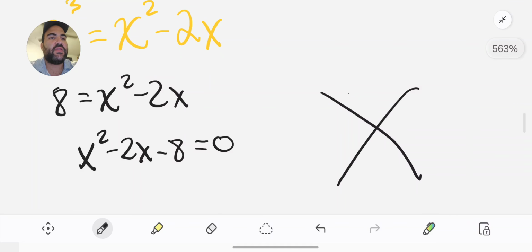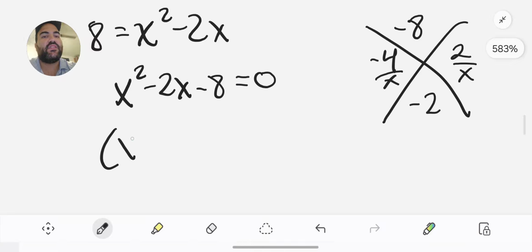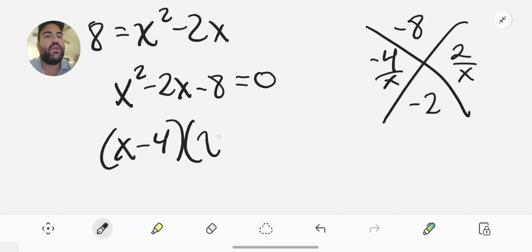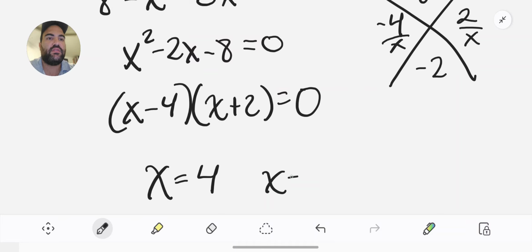We're going to do the big X. We did this in one of my other videos. This is an easier one. Multiplies to negative 8, adds to negative 2. It's negative 4 and 2. So we have x minus 4, x plus 2. Set each parenthesis equal to 0. x equals 4, x equals negative 2.